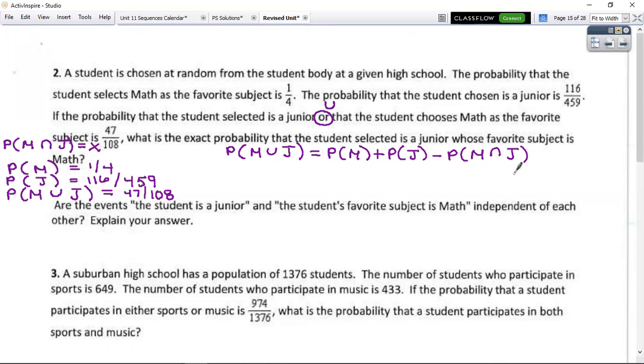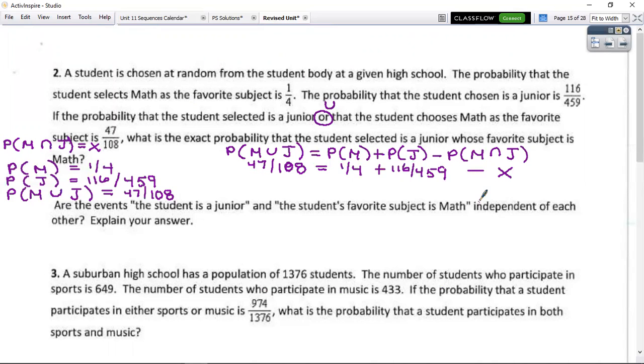So probability of M or J is this number. I have 47 over 108 equal to probability of M, which was 1/4. Probability of J is 1/16 over 459. And then if you would like, for simplicity, you can just replace that with X. Now, all I'm going to do is add the fraction and then subtract it over. So what do we get from 1/4 plus 1/16 over 459?